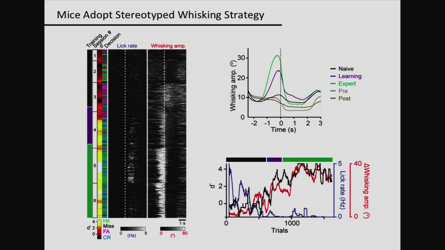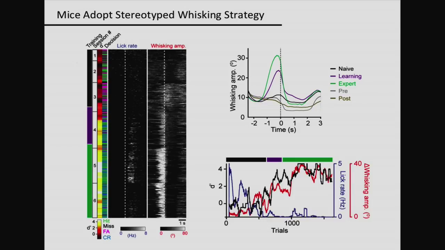One of the things that we looked at is potential changes in behavior during the course of learning. Mice adopt a stereotyped whisking strategy during the texture discrimination task. That's shown here on the left plot, with individual trials sorted as rows, and on the right portion of the left plot you can see the whisking amplitude. In early trials, when the animal is performing at naive levels, the whisking is relatively modest and evenly distributed across the trial period. As the animal becomes an expert, you see this increased high-amplitude stereotyped whisking that occurs prior to when the texture arrives and when a whisker contacts a texture.